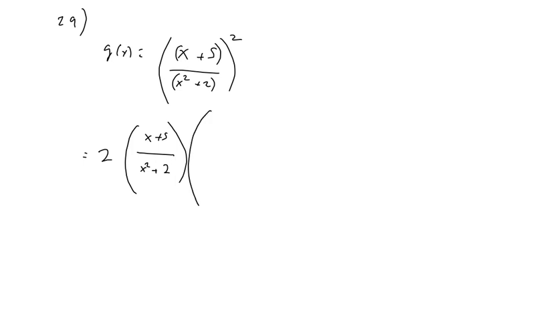Times the derivative of the inside part. Now I'm going to do the derivative of the inside. That's my quotient rule. So low d high minus high d low over low squared. I'm just going to write the low squared part, because I know that's the rule. This is my quotient rule part. So low d high. Low, x squared plus 2, times the derivative of x plus 5.